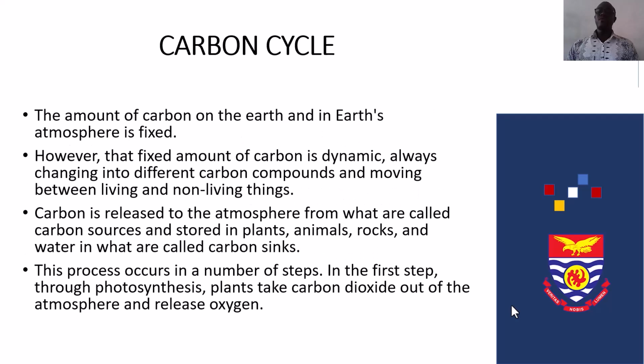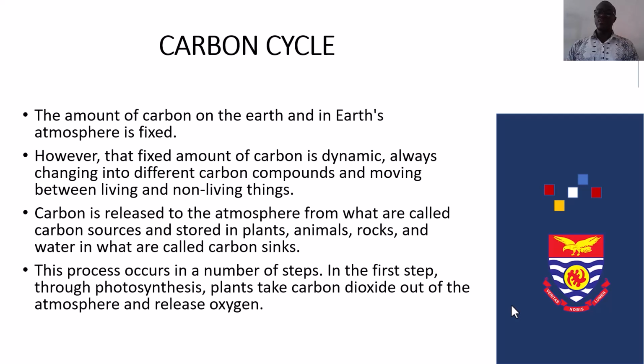The amount of carbon on the Earth and in the Earth's atmosphere is fixed. However, that fixed amount of carbon is dynamic, always changing into different carbon compounds and moving between living and non-living things. Carbon is released to the atmosphere from what are called carbon sources and stored in plants, animals, rocks, and water in what are called carbon sinks. This process occurs in a number of steps.